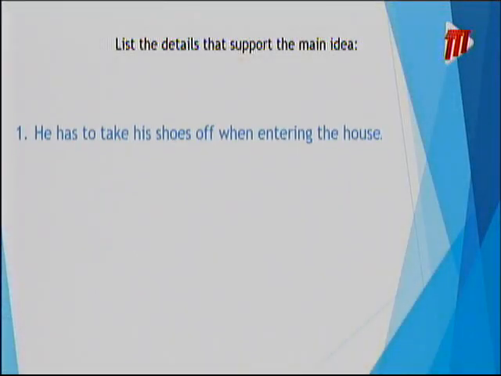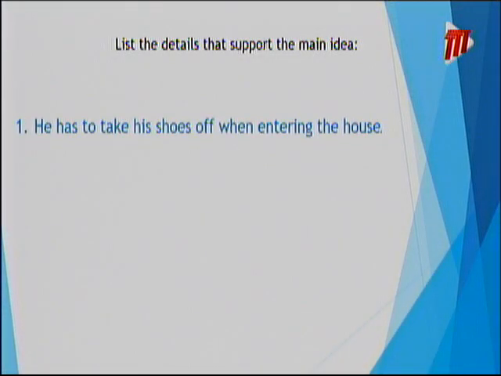Right. So details that support this main idea. Right? 1. George has to take off his shoes now when entering his house. So in the paragraph, the way it's conveyed to you, it wasn't something that would have been happening before. So this is one of the new rules that would have been introduced in the house. You're coming in, we have brand new carpet, we're trying to keep this carpet clean, your shoes are dirty, take them off. New rule 1.